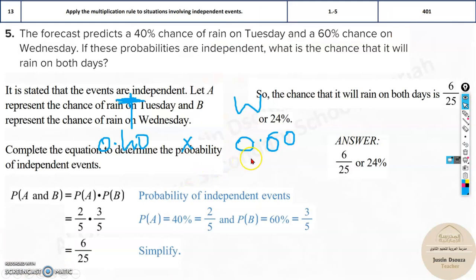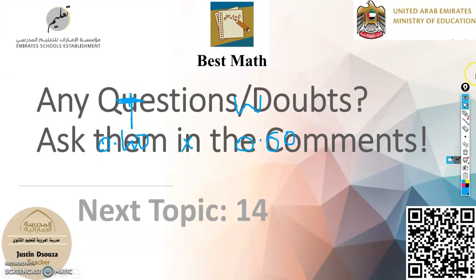So that is the end of topic 13. Now topic 14 is also on probability, but that is about conditional probability, which we'll see in the next video.